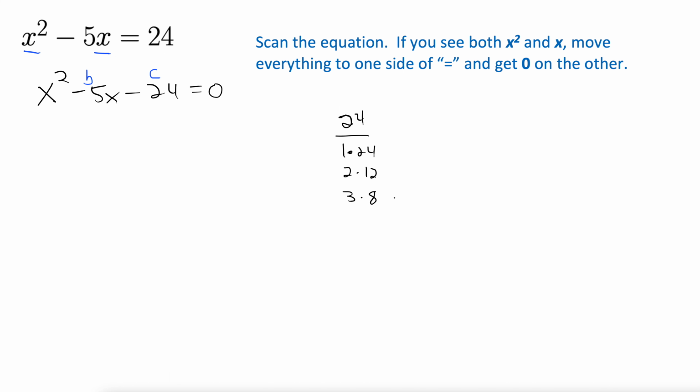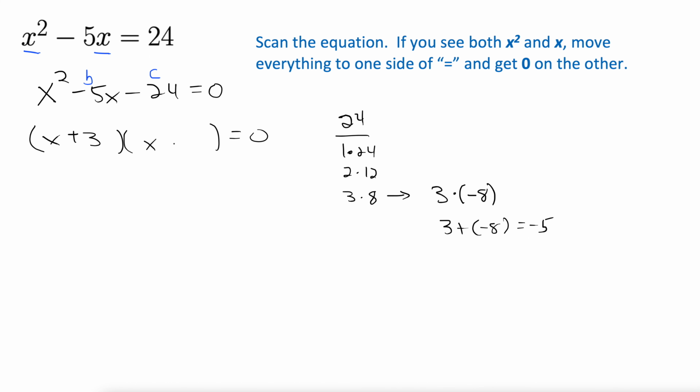So now let's just mess with the negatives a little bit to get this to the right form. We want this to be negative 5, so I'm going to leave the 3 alone and multiply by negative 8. Okay, because that gives us negative 24, which is what we want. And then when we add those together, 3 plus negative 8 is indeed negative 5, which is what we want for our b term. So that's going to do it for our factoring there. x and x plus 3, minus 8.